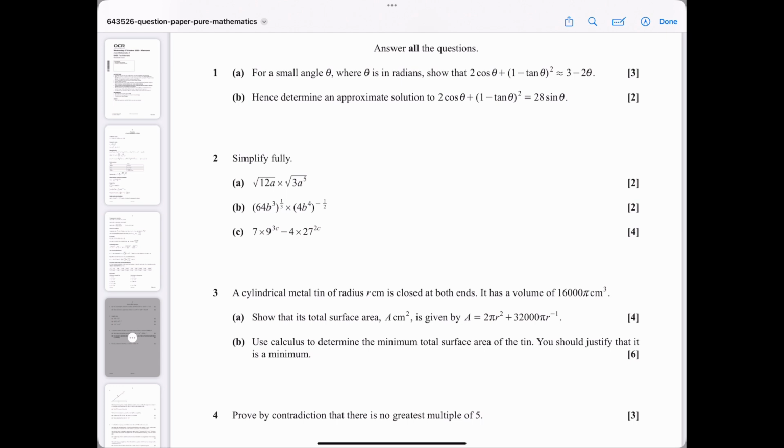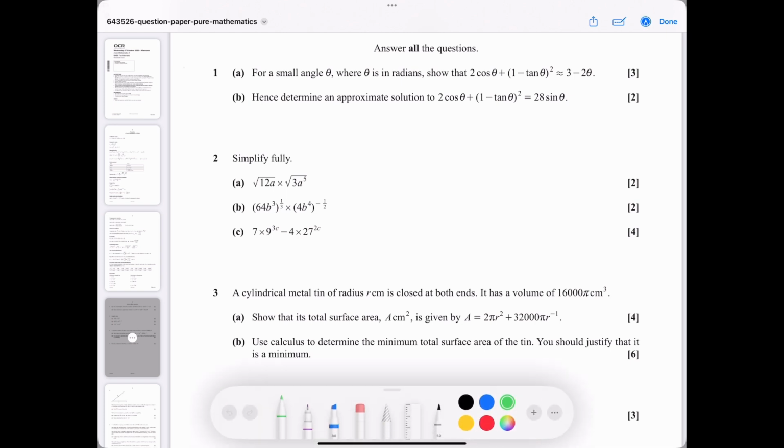So what we do is we're going to write in our small angle approximations. So sine of theta equals theta, and cos of theta equals 1 minus half theta squared, and tan of theta equals theta. Now, bear this in mind, and you get this on the front of your paper.